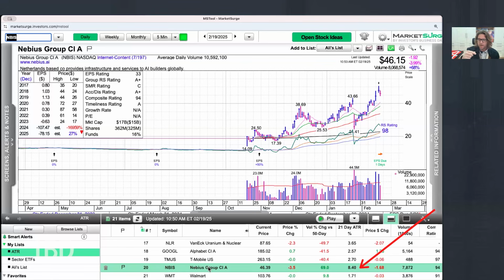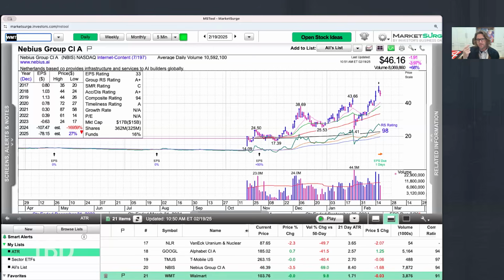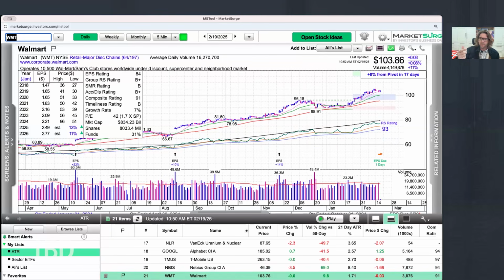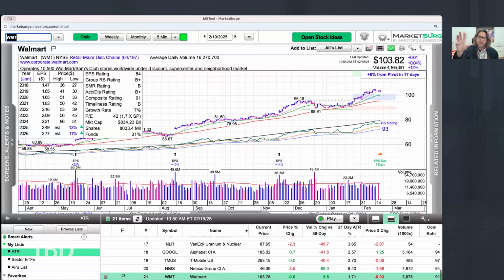Now let's go to Walmart and picture in your mind, if Walmart was up or down 4%, what that would look like. That would be really big, because, with 1.7% is your normal day, 4% is really going to stand out. So that's why we use it. One of the reasons why we use it is, as you said, it's the character of the stock. So you know what you're getting into.